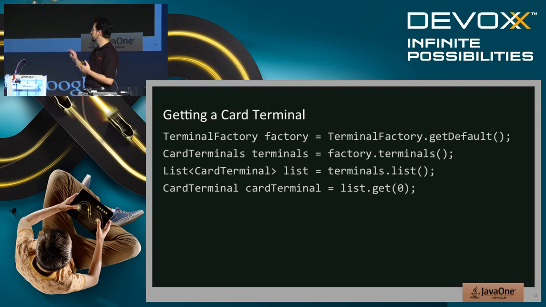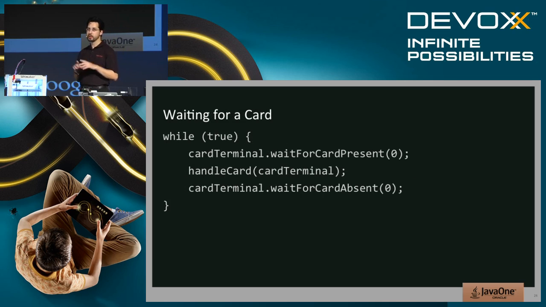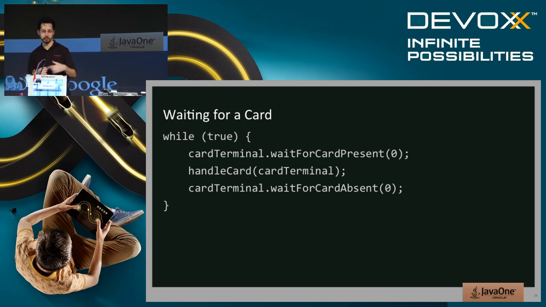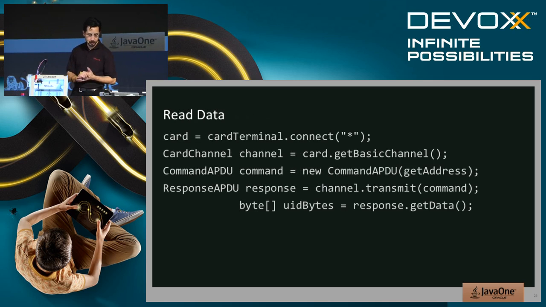And then here is the sample code using the Smart IO library to access the hat. So this gets you your terminal factory and your card terminal. Here's the code which waits for the card. So this goes in a loop and checks if the card's present, handles the card, and then goes back and waits for the card to disappear and goes back and forth in a loop.